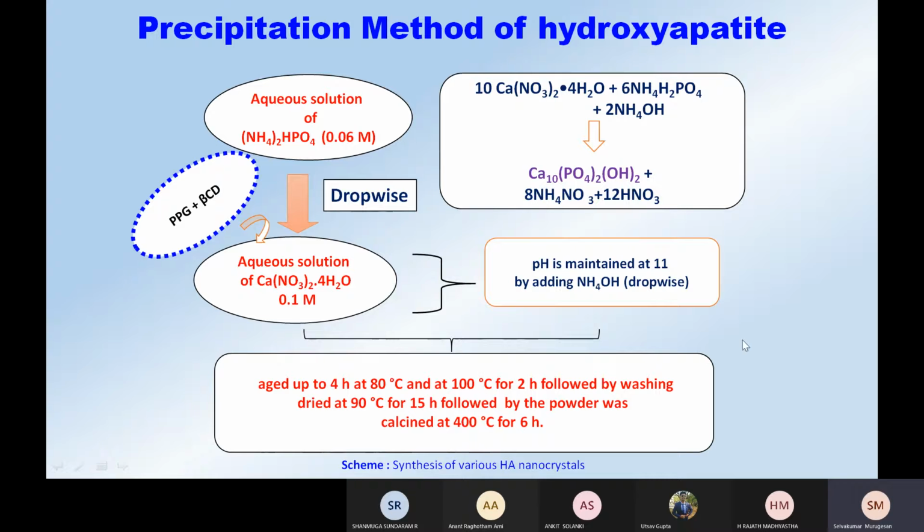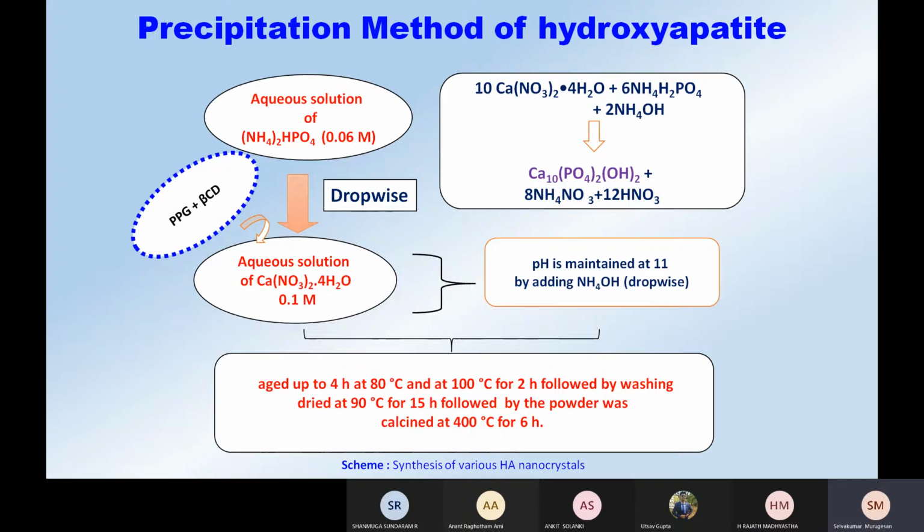So there the nucleation started. Once it has started, the growth and the subsequent crystal development, all those things will be catalyzed with the help of increasing the temperature. Again, that was aged for 50 hours at 90 degrees Celsius, followed by calcination at 400 degrees Celsius.